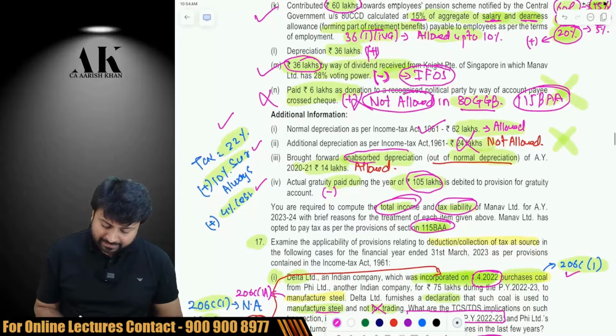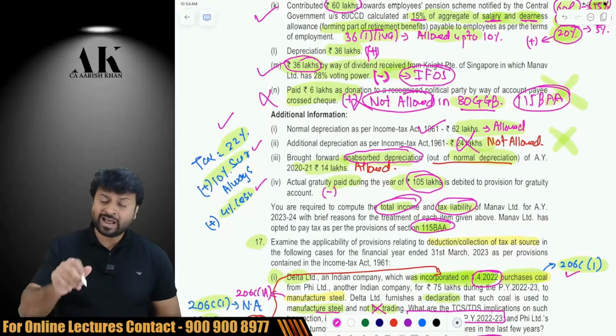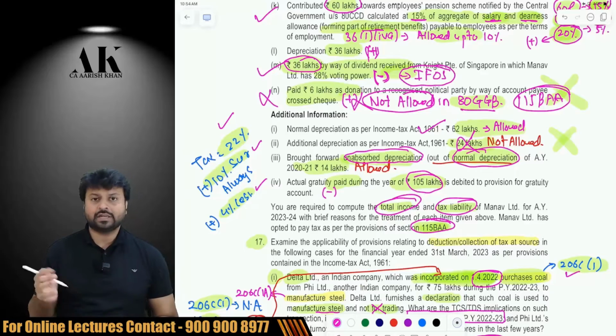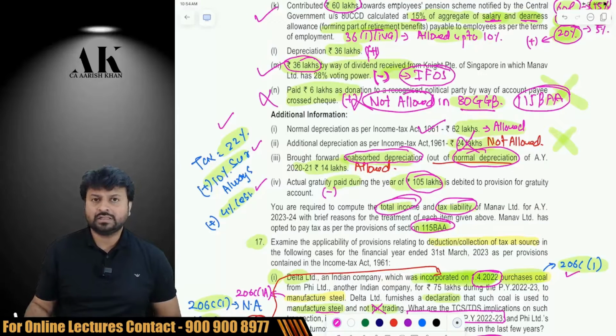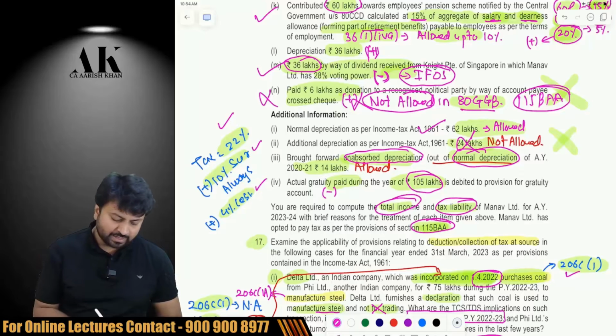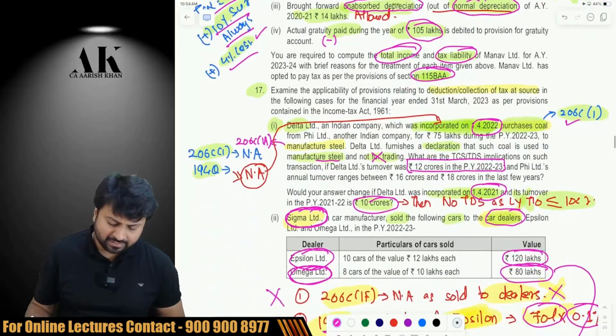Next, unabsorbed depreciation is allowed. It is allowed because it is out of normal depreciation. If it would have been out of additional depreciation, then this unabsorbed depreciation would not have been allowed. Next, gratuity, and then you will compute the tax, 22% tax, 10% surcharge, and 4% cess. So it's a very good question.